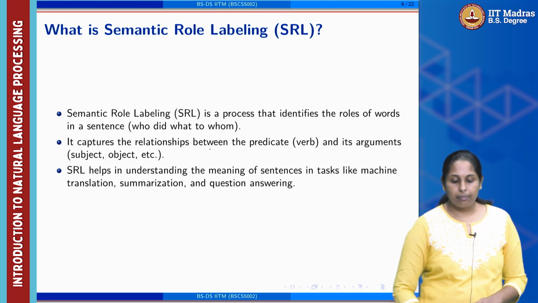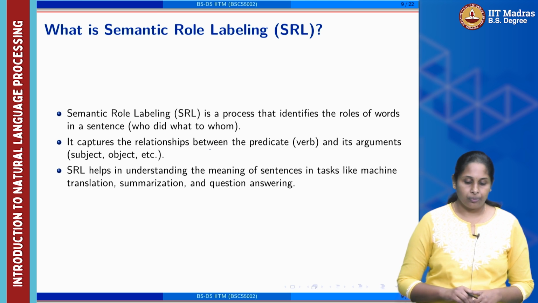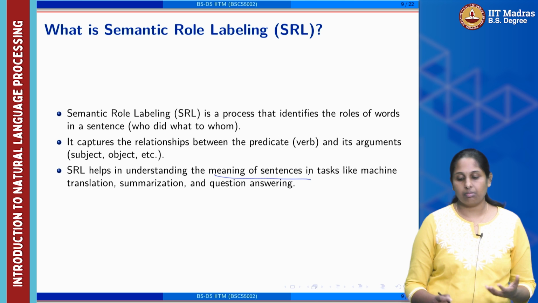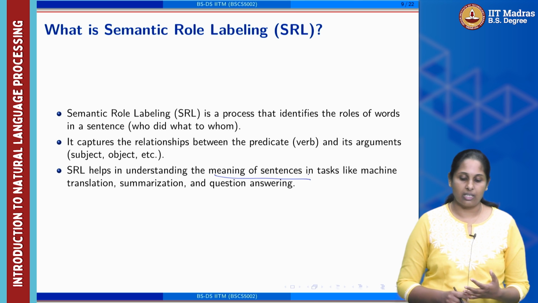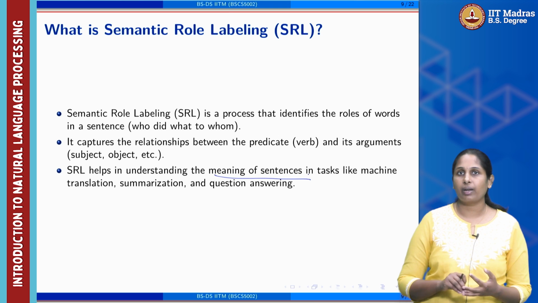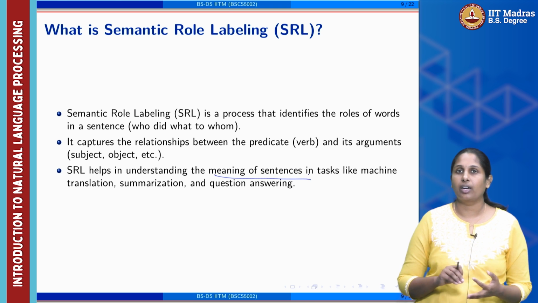Now that parsing information can, on top of it, be used to identify the semantic role. It helps us understand the meaning of a sentence. Tasks like machine translation, summarization, again question answering require heavily this semantic role labeled information for efficient data understanding.